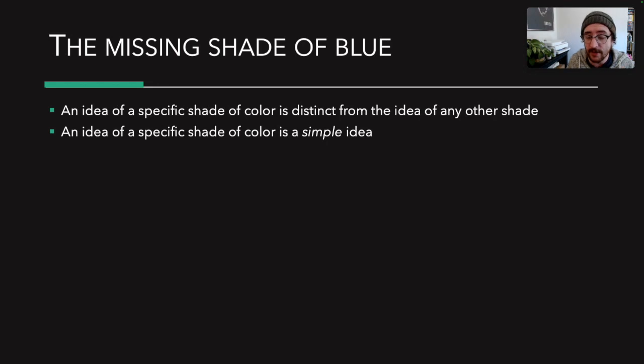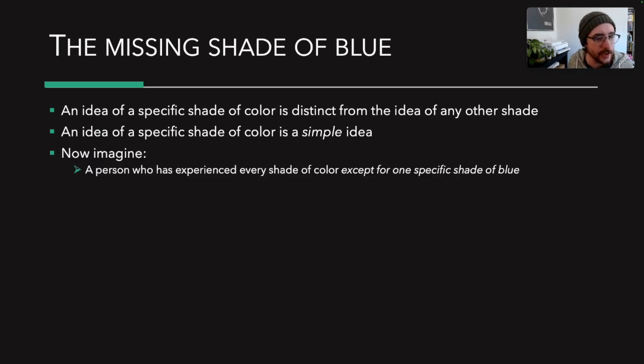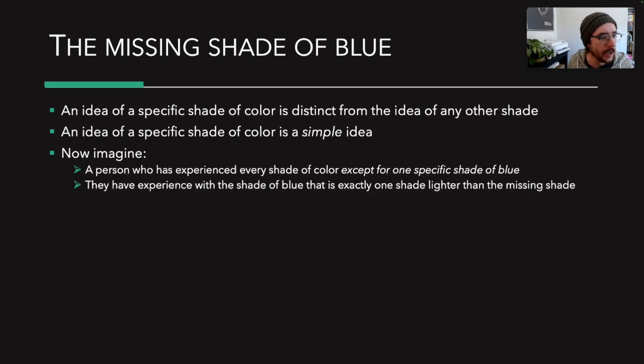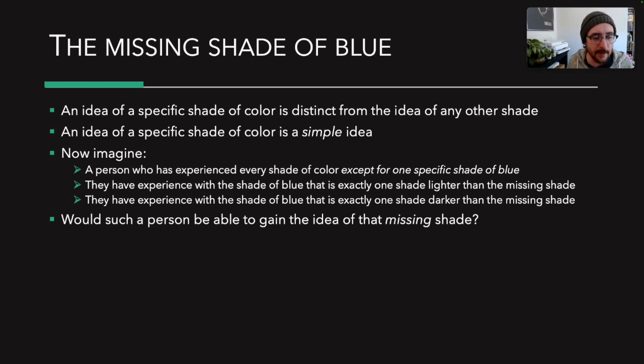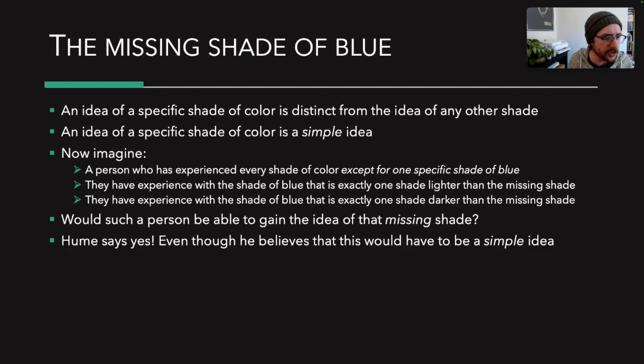And so, on Hume's view, it would have to be a direct copy of a past impression that we have previously had. But now, Hume says, imagine a person who has experienced every single shade of color, except for one specific shade of blue, which is missing from their experience, from their impressions. They have experience with the shade of blue that is exactly one shade lighter than the missing shade. And they have experience with the shade of blue that is exactly one shade darker than the missing shade. Hume then asks, would that person be able to gain the idea of the missing shade, the one between those two, that they've never had an experience or impression of? And Hume strangely says yes.